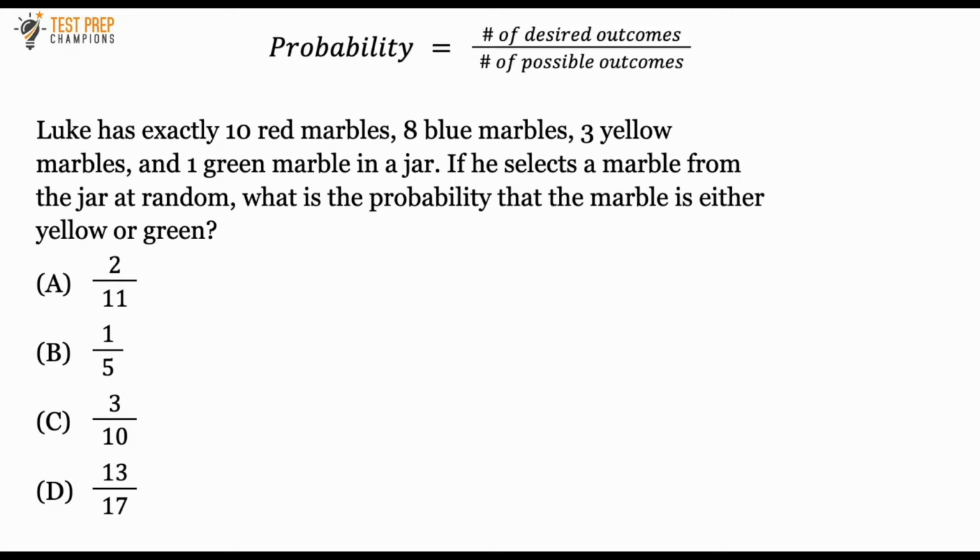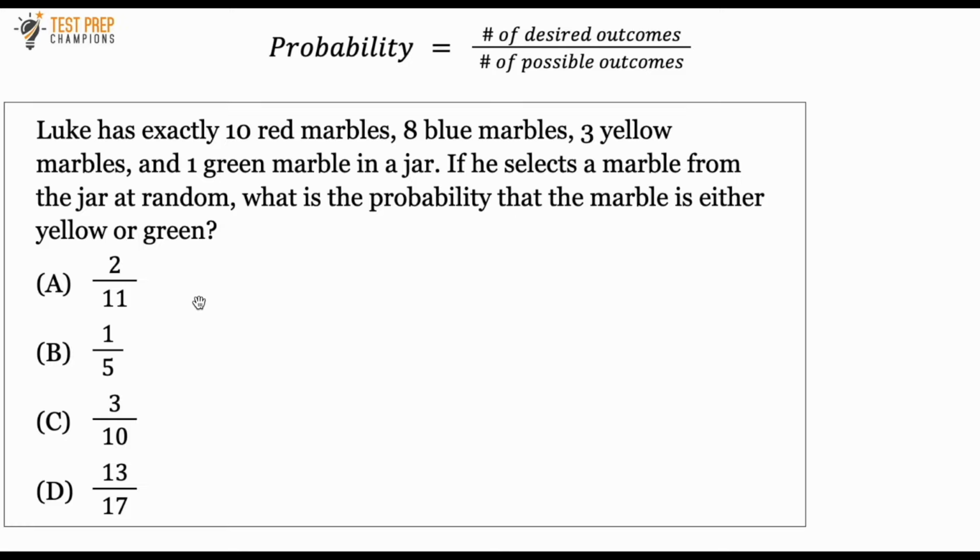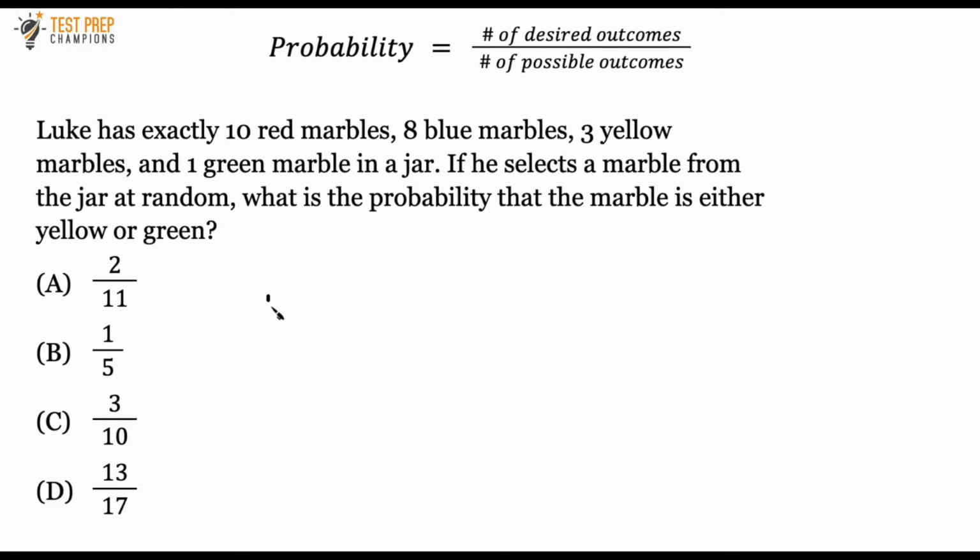Okay, so to get the right answer here, we're going to use the probability formula. And the formula is probability equals the number of desired outcomes divided by the number of possible outcomes. So let me just write a P for probability. And let's first figure out what is the number of desired outcomes. Well, we're asked what is the probability that the marble is either yellow or green. So we know that there are 3 yellow marbles in the jar and there's 1 green marble. So to get the number of desired outcomes, I would do 3 plus 1.